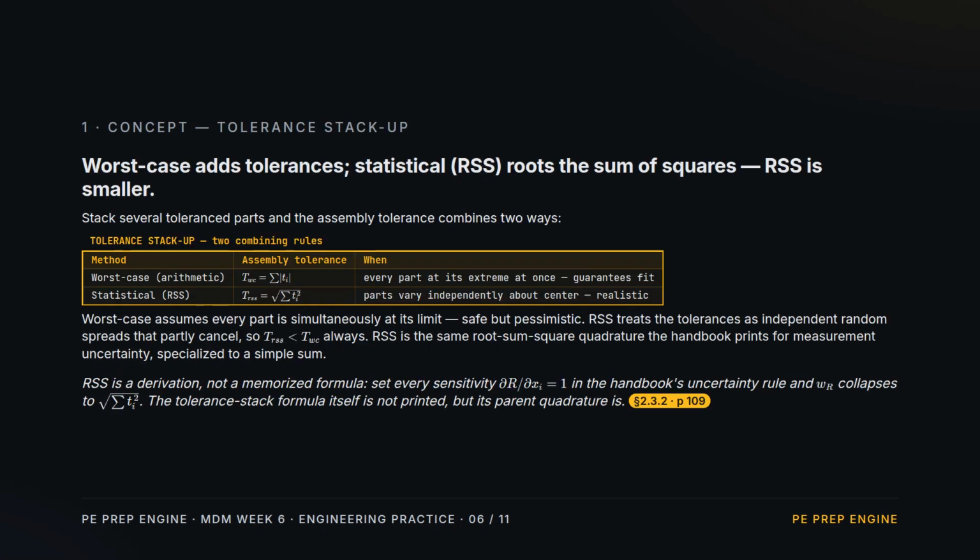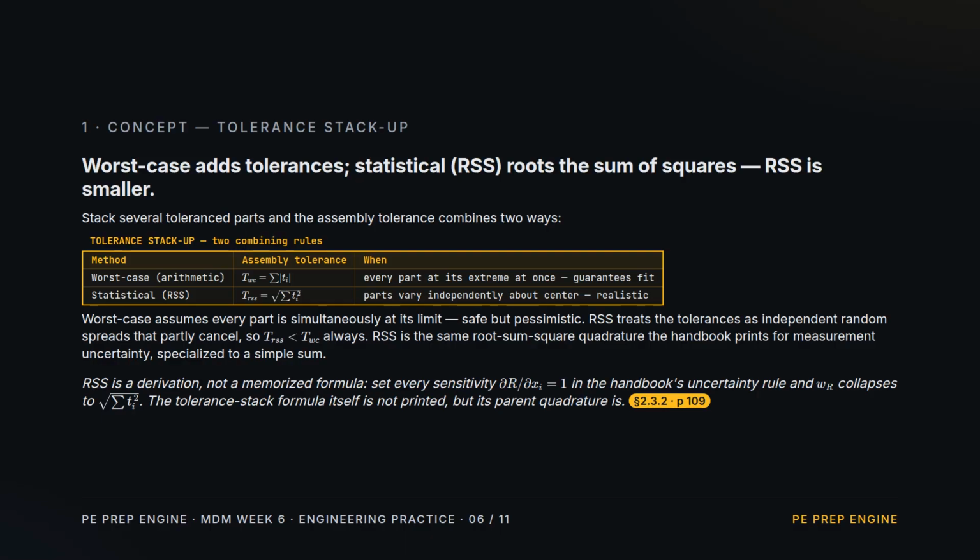Concept 3, Tolerance Stack-Up. When you stack several toleranced parts, the assembly tolerance combines 2 ways. Worst case just adds the absolute tolerances. It assumes every single part sits at its extreme at the same time. That's safe, but pessimistic. The statistical method, root sum square, treats the tolerances as independent spreads that partly cancel.